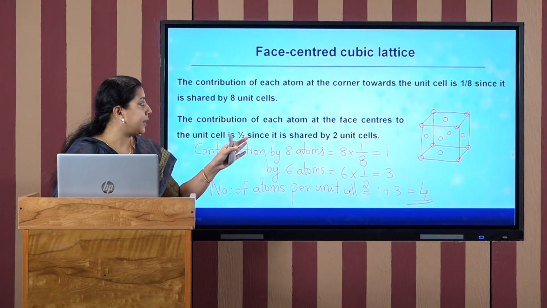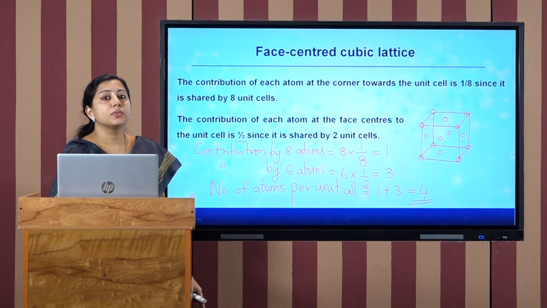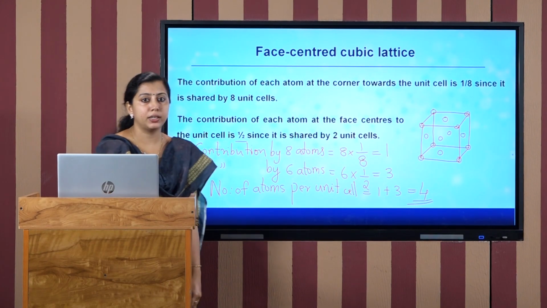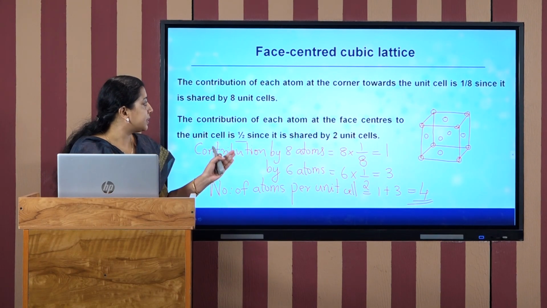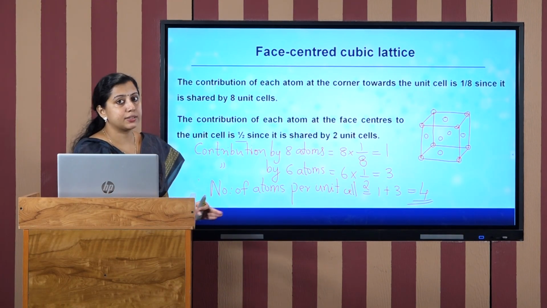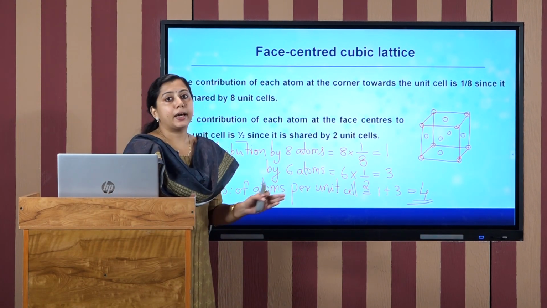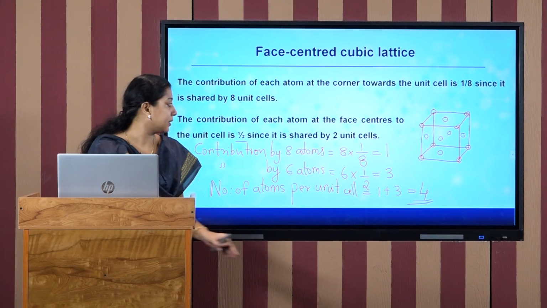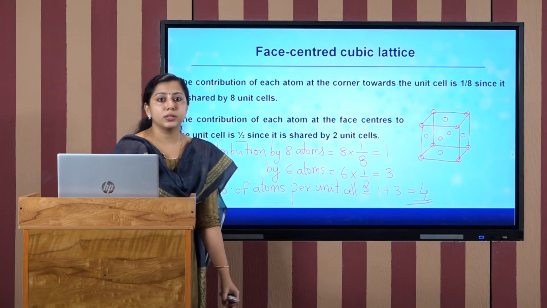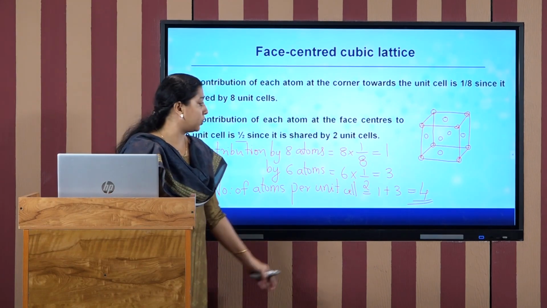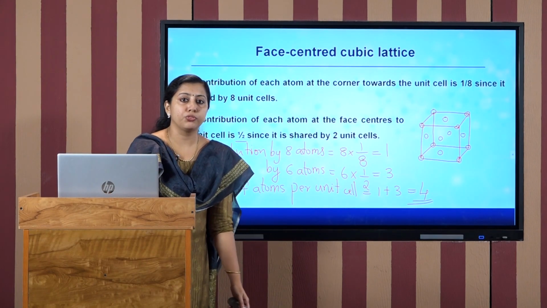We have 8 atoms at the corners. The contribution of 8 atoms is 8 into 1 by 8 is equal to 1. We have 6 atoms at the center of the faces. There are 6 faces, so 6 atoms. Each atom at the center of the face contributes 1 by 2. And why? Because it is shared by 2 unit cells. So, 6 into 1 by 2 equal to 3. And therefore, the number of atoms per unit cell is equal to 1 plus 3 is equal to 4.